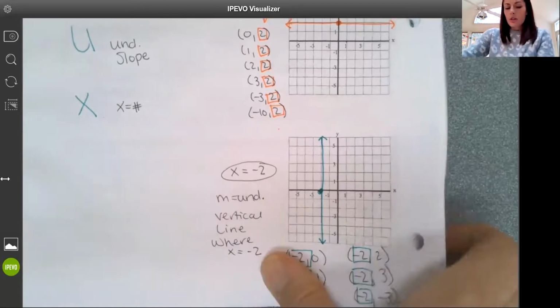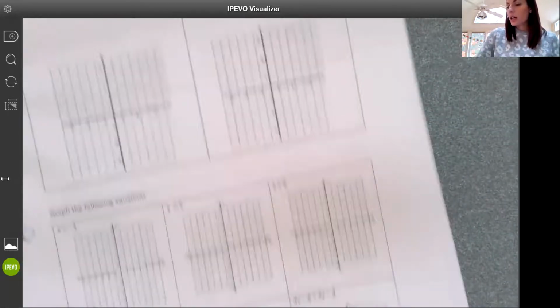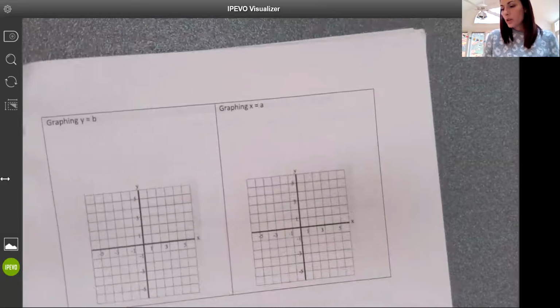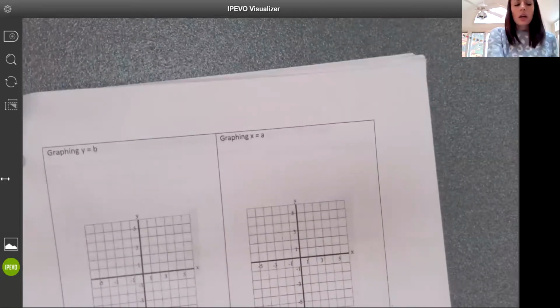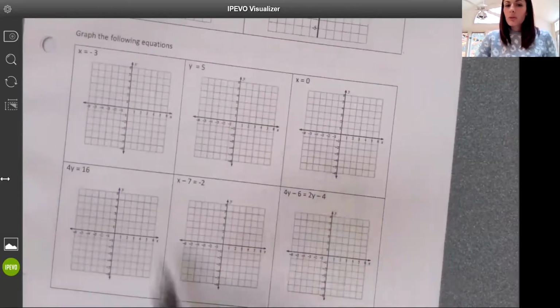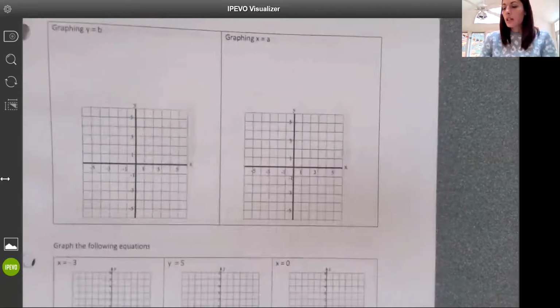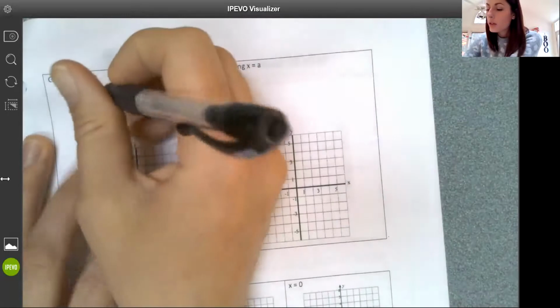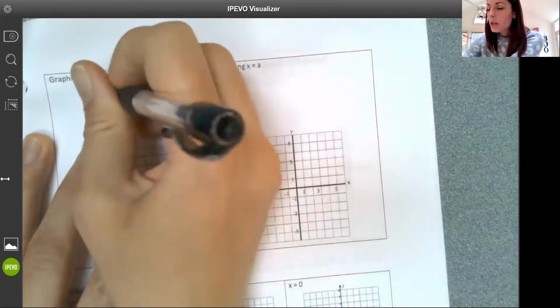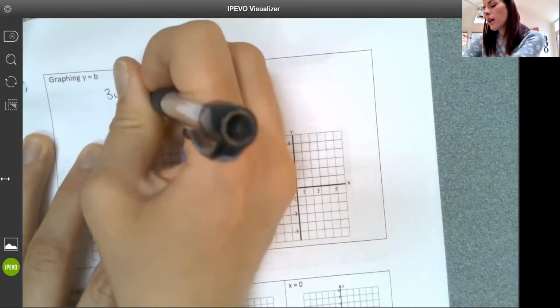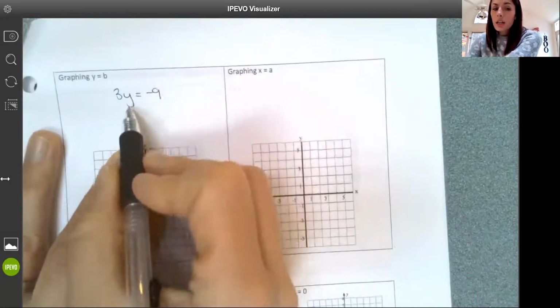Okay, so let's flip this over and look at a couple of examples, and I'll let you try a few on your own. So when I'm presented with an equation, which you can see down below, sometimes we rewrite it and we end up with something that looks like that. But let's say I'm given 3y equals negative 9. So first I'll isolate y.